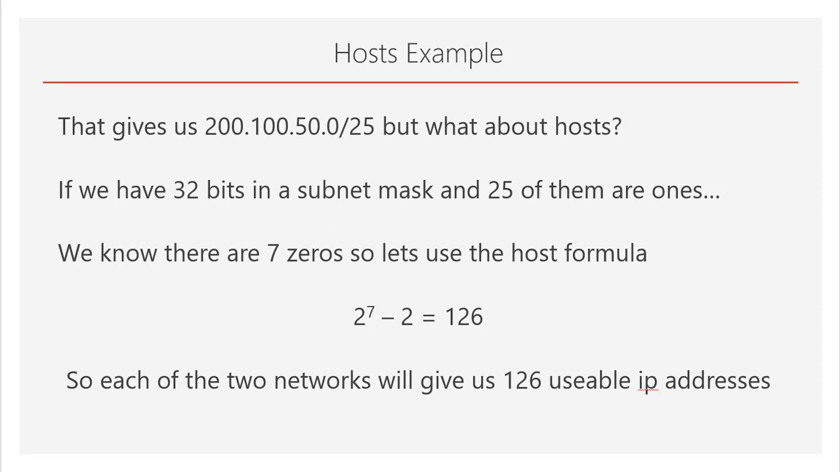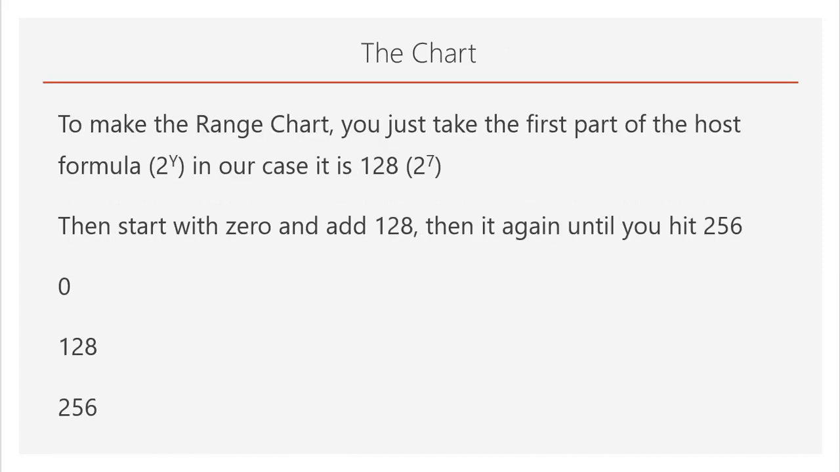So it's that simple. Now, to make the range chart, though, we just take the 2 to the y part and we skip the minus 2. And that gives us the range. So 2 to the y in our case is 2 to the 7, which is 128. So we start with 0 and we keep adding 128 all the way down until you hit 256. You will always hit 256. If you don't hit 256, your math is wrong.